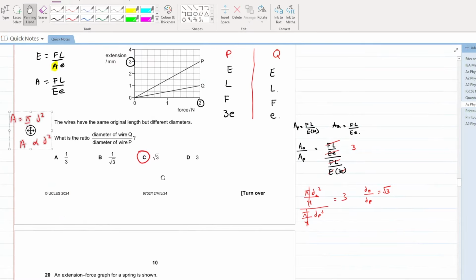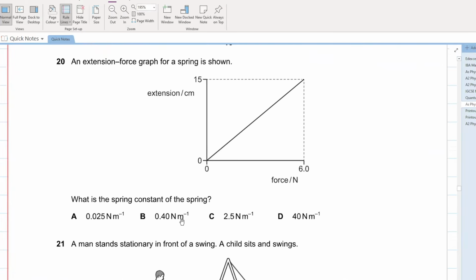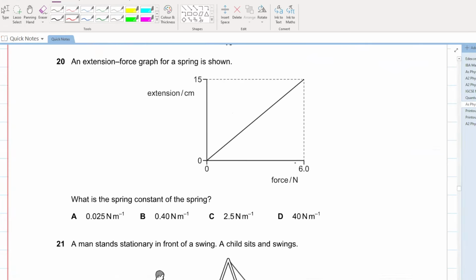Chalo, let's move ahead. Let's move on to question 20. What is the spring constant of the spring? You have to just calculate the gradient here. What will you do? The force is 6, the extension is 15. F is equal to ke, F is 6, k is this, extension is 15. You will convert it into meters because all the answers are in meters. 0.15, k comes out to be 6 divided by 0.15. What is your answer? 40. Yeah, 40 is your answer.